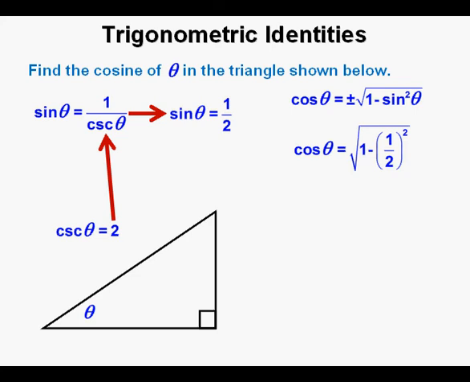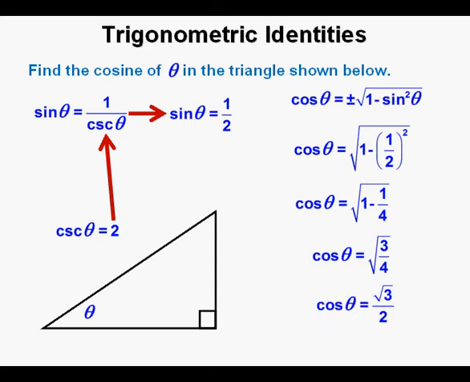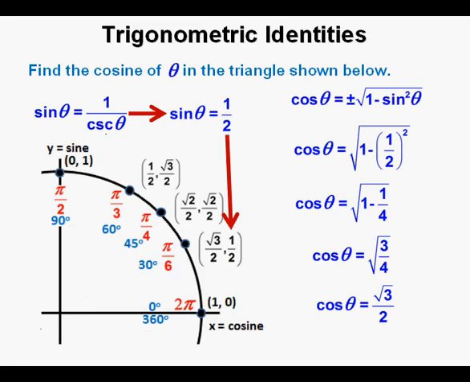And since 1 over 2 squared is 1/4, we now have cosine theta equal to the square root of quantity 1 minus 1/4. And since 1 minus 1/4 is 3/4, we get the cosine theta is equal to the square root of 3/4. And since the square root of 4 is 2, we can remove the radical from the denominator and just make it 2. So we have the cosine theta equal to the square root of 3 over 2.